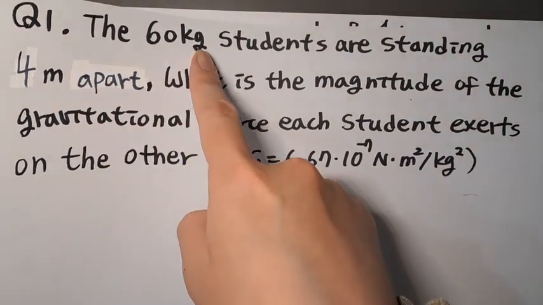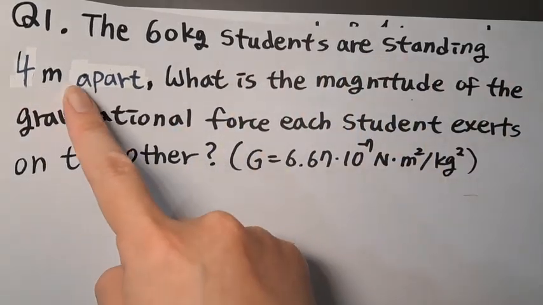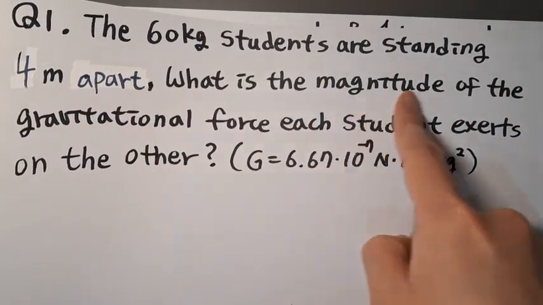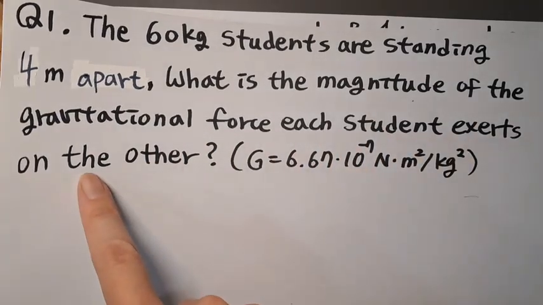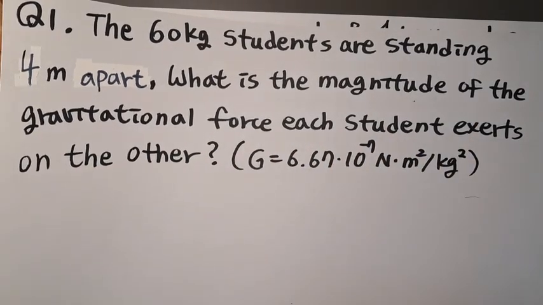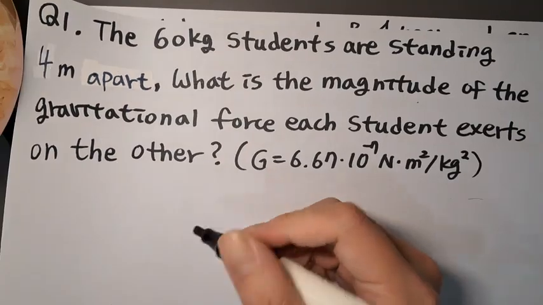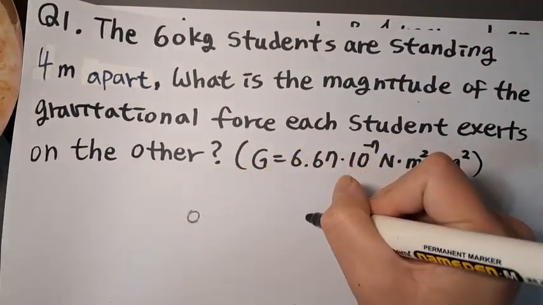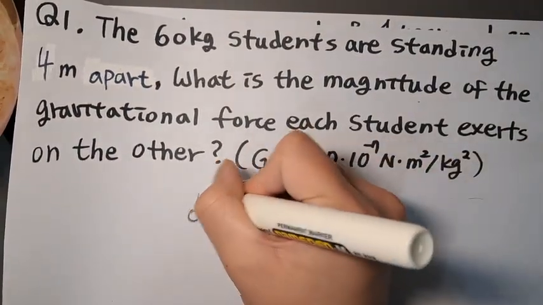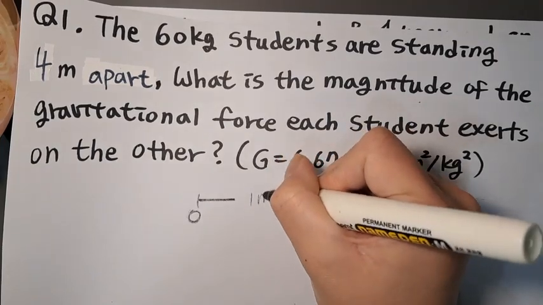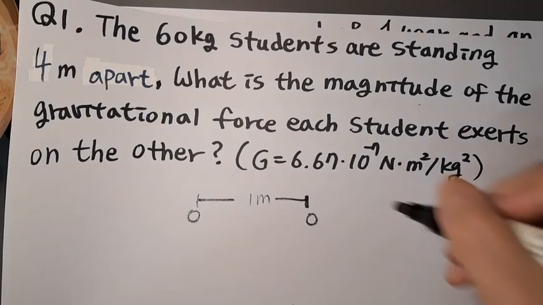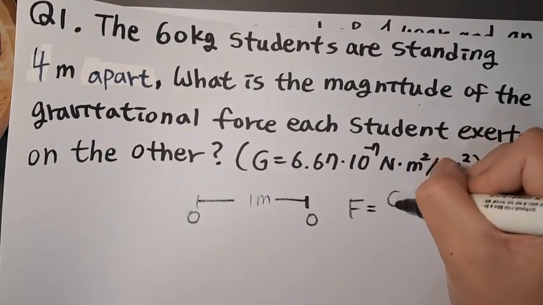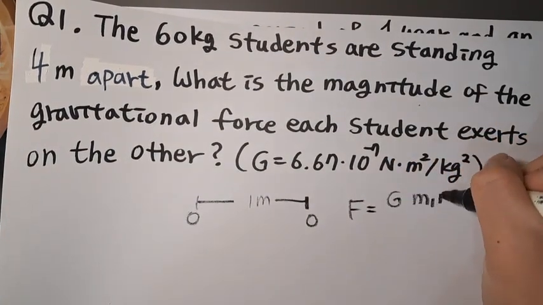The 60-kilogram students are standing 4 meters apart. What's the magnitude of the gravitational force each student exerts on the other? So there is a student and there's the other student, and the distance between them is going to be 1 meter. And we are going to apply this equation.